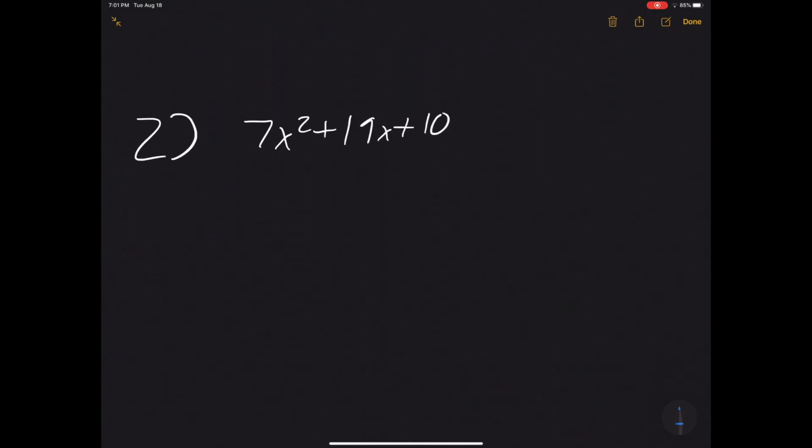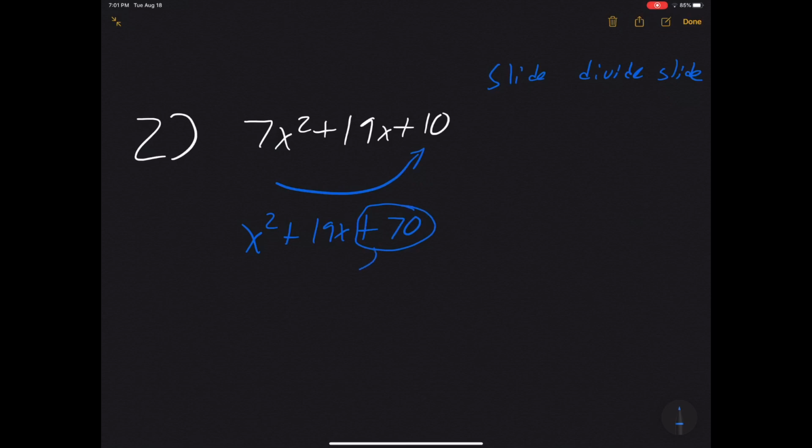Number two is a basic factoring problem. Here I'm going to use the slide, divide, slide method. The first thing I'm going to do is slide this 7 over, and I get x squared plus 19x plus 70. I ask what two factors of 70 multiply together to equal 70, but add to equal 19. So I just start checking them. 1 and 70 doesn't work. 2 and 35 doesn't work.